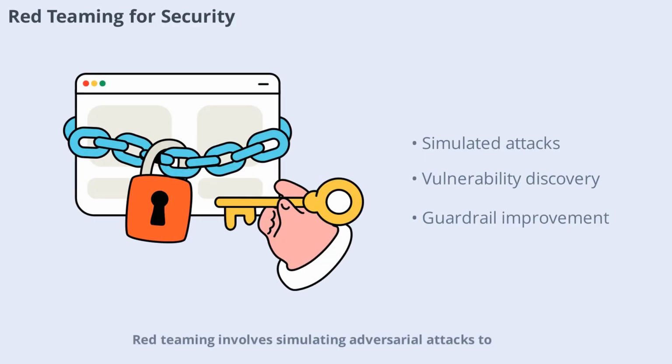Red teaming involves simulating adversarial attacks to test the security and robustness of AI systems. By intentionally probing for weaknesses, teams can identify vulnerabilities and improve guardrails before deployment. This proactive approach is essential for maintaining trust and reliability in production environments.